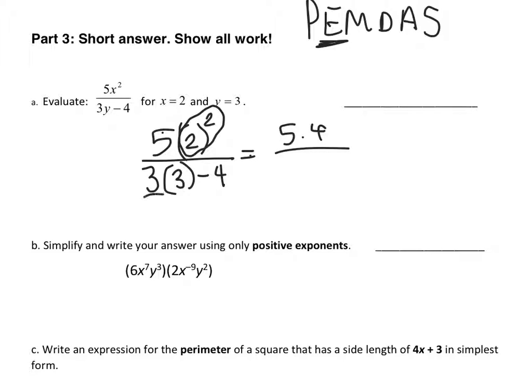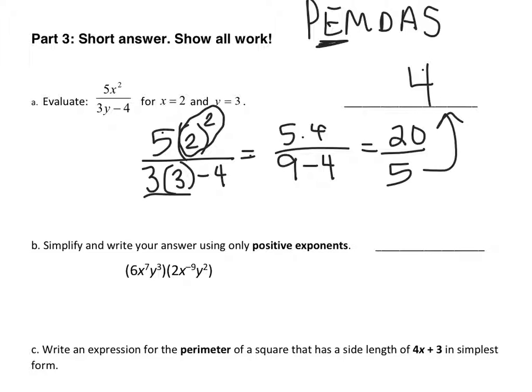In the bottom, you have to multiply before you subtract. 3 times 3 is 9. You get 9 minus 4 in the bottom. 5 times 4 is 20. 9 minus 4 is 5. 20 divided by 5 gives you a final answer of 4. This one was worth 2 points here. 1 point for the correct answer, 1 point for the work.